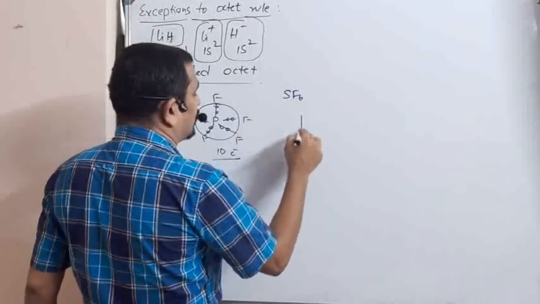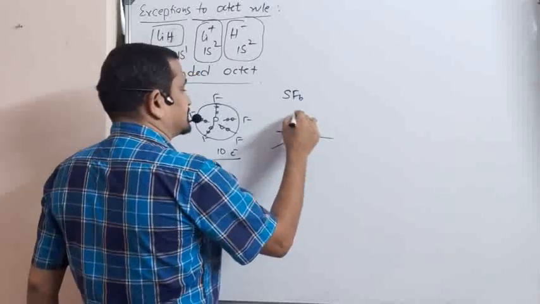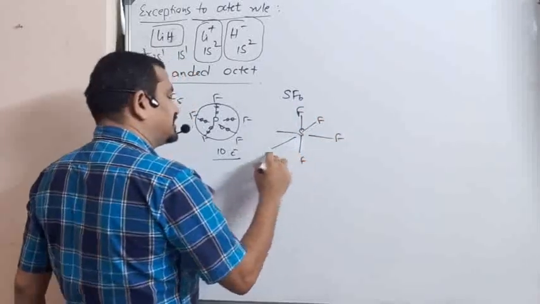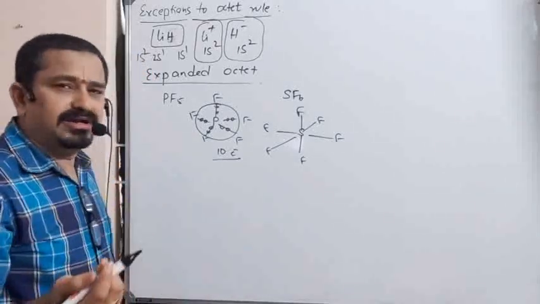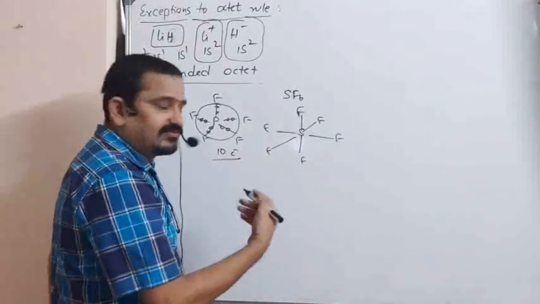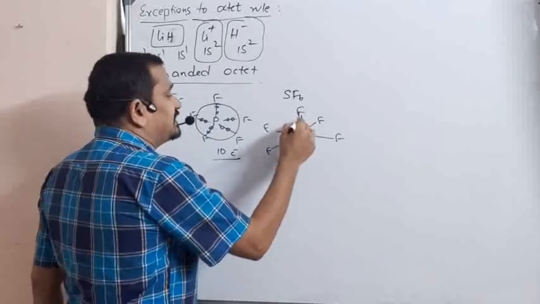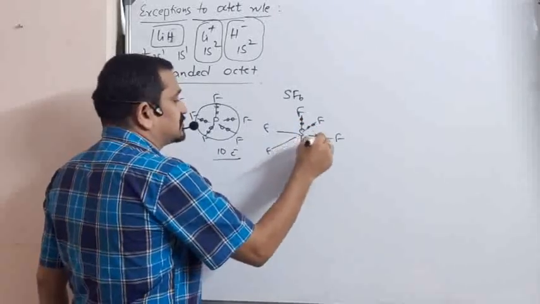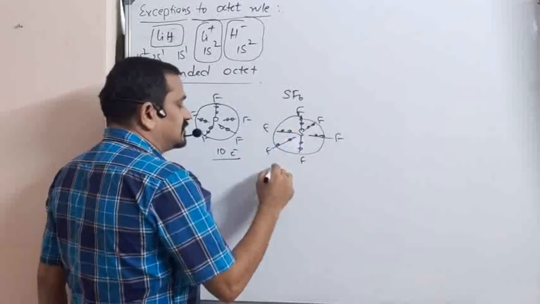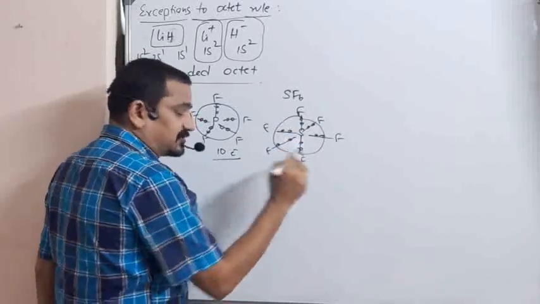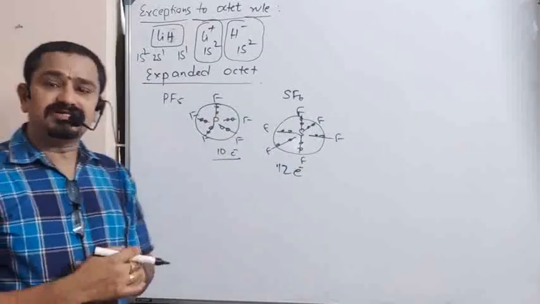SF6: sulfur had formed 6 bonds. Again, usually a bond is associated with 2 electrons only. Odd electron bonds we are going to discuss now itself. Each bond is associated with 2 electrons. So totally sulfur has got how many electrons? 6 bonds, so 12 electrons. So this is also a violation of the octet.